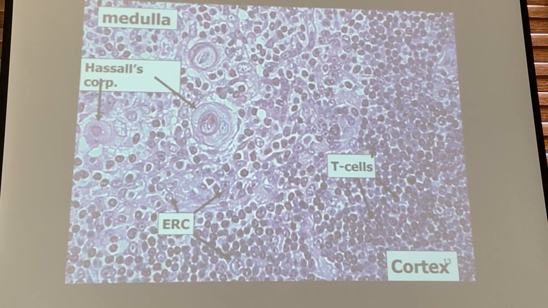One more section or image of the medulla of the thymus. Also here you can see the Hassall's corpuscles. They are different in size. They do increase with age, and here there are fewer T cells than the ERCs or epithelial cells.